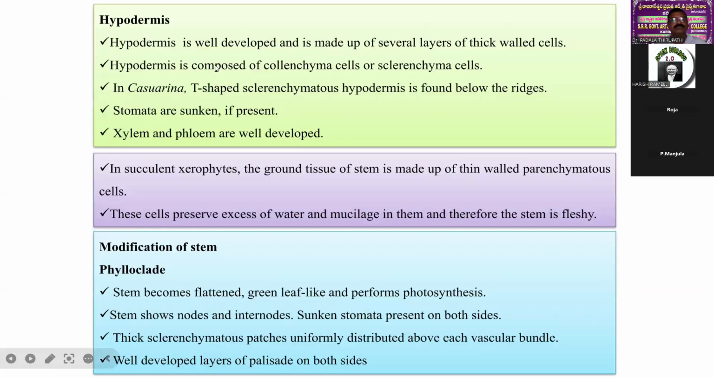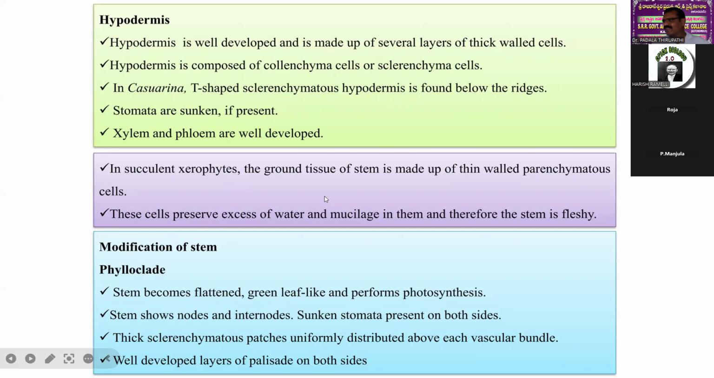Next one is the hypodermis. Here the hypodermis is also well developed and is made up of several layers of thick-walled cells, mainly composed of parenchyma and sclerenchymatous cells. And in Casuarina, T-shaped sclerenchymatous hypodermis is found below the ridges. Stomata are sunken if present, and xylem and phloem are also well developed.